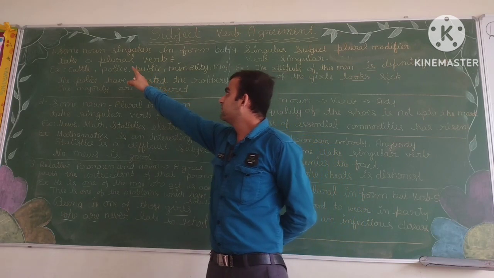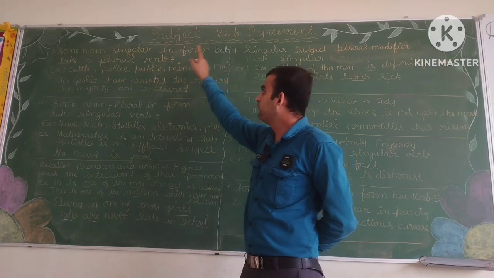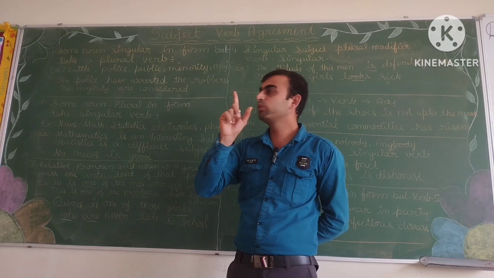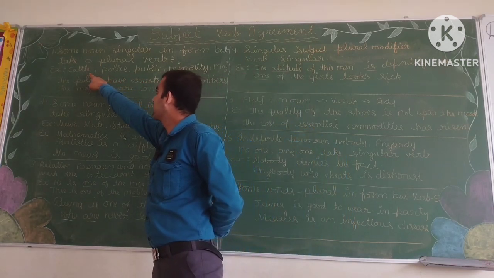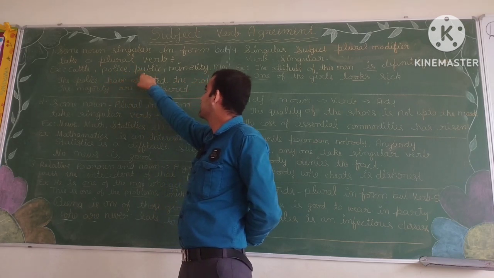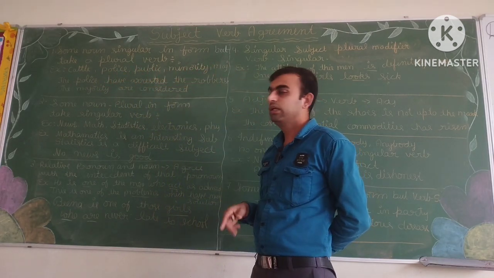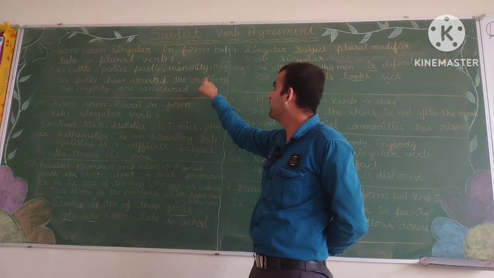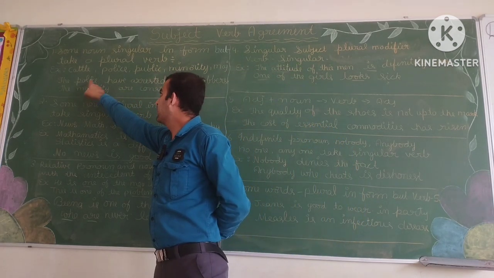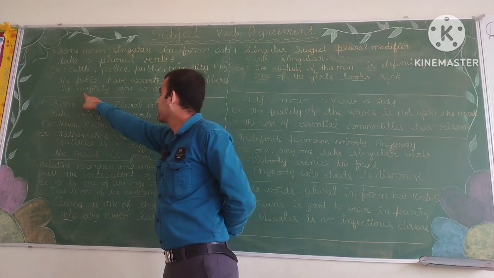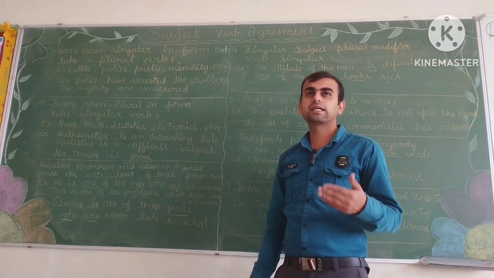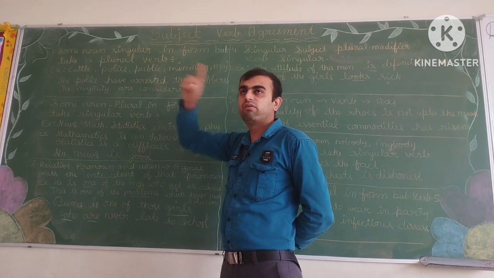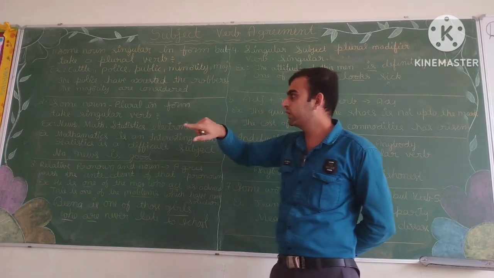So, the first rule is: some nouns are singular in form but take a plural verb. What are these nouns? They are cattle, police, public, minority, majority, crowd, fog, etc. Example: the police have arrested the robbers. Police, the form is singular but the verb is plural. The majority are considered, etc. These nouns are singular in form, but the verb must always be plural. This is the first rule.